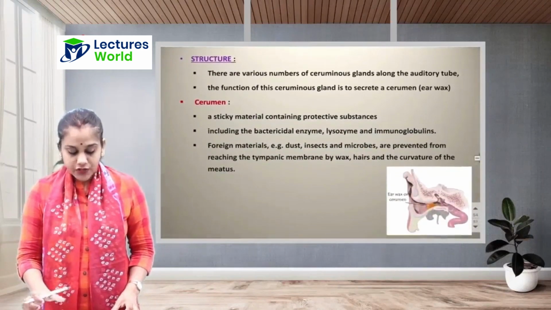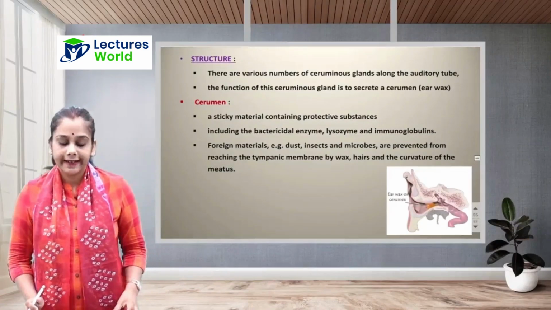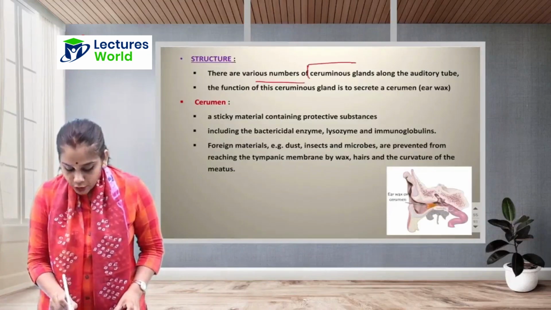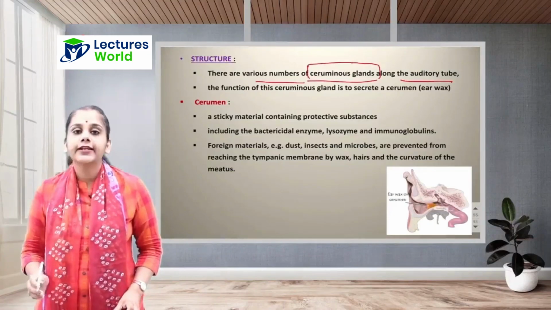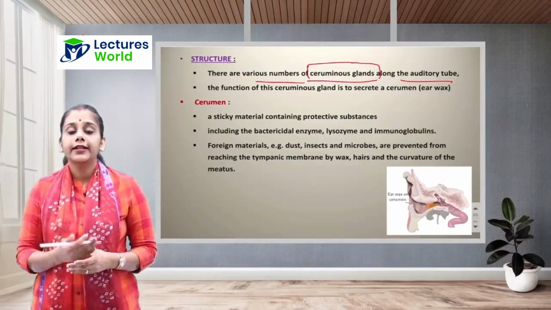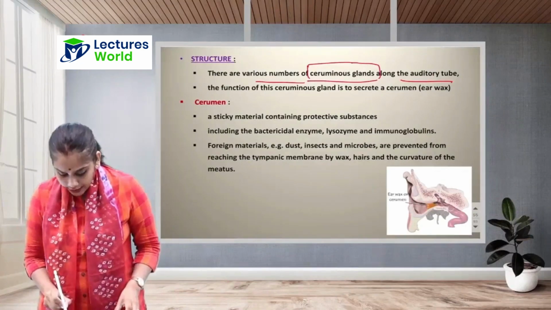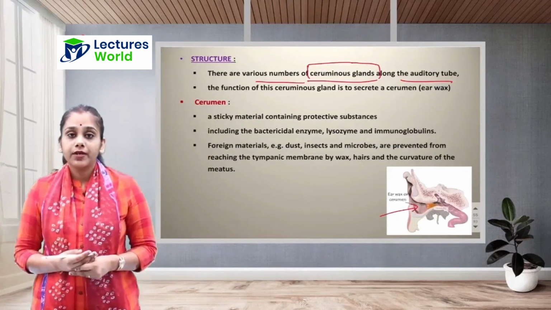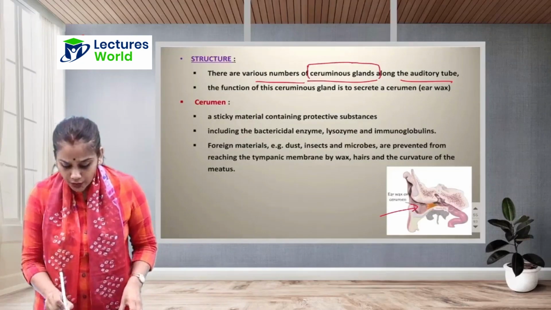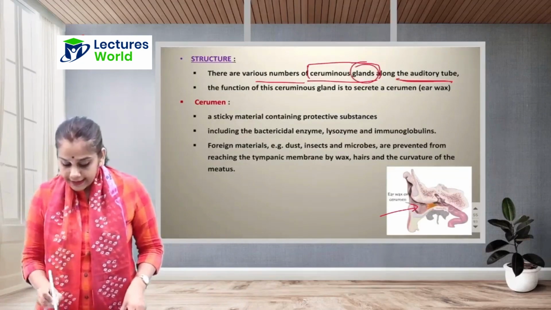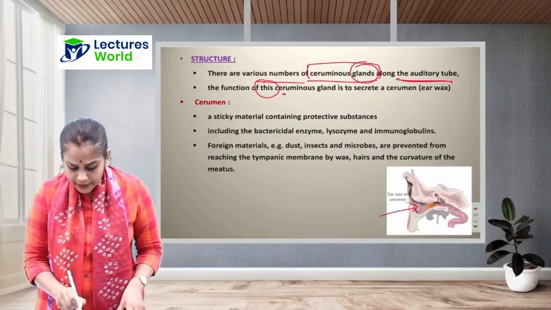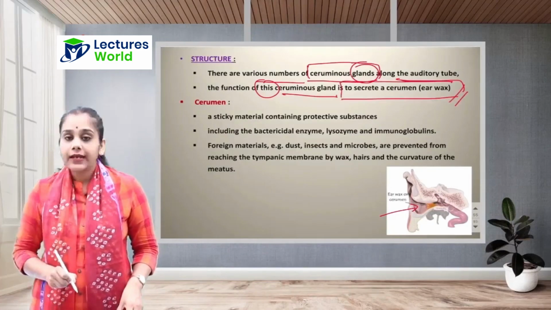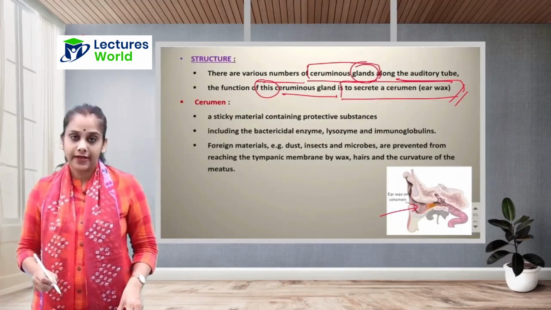So now we will see the structure of the external auditory canal. There are numerous ceruminous glands along the auditory tube, inside the auditory tube. The function of these glands is to secrete the cerumen. Cerumen is also known as earwax.